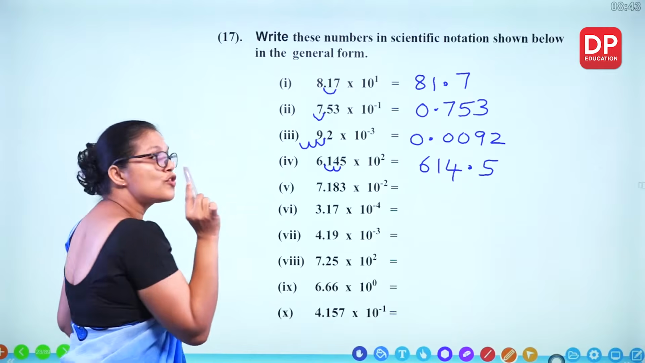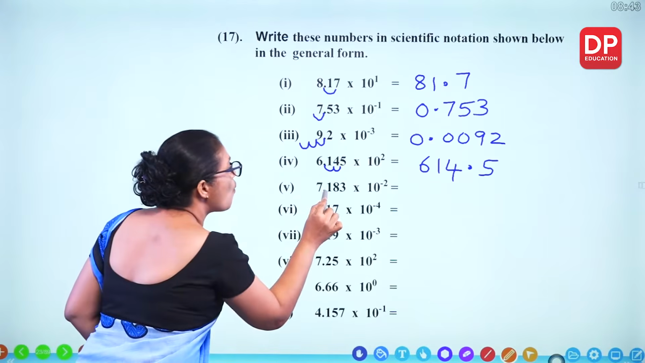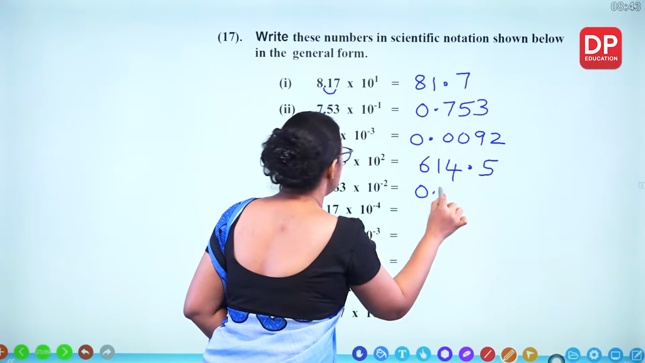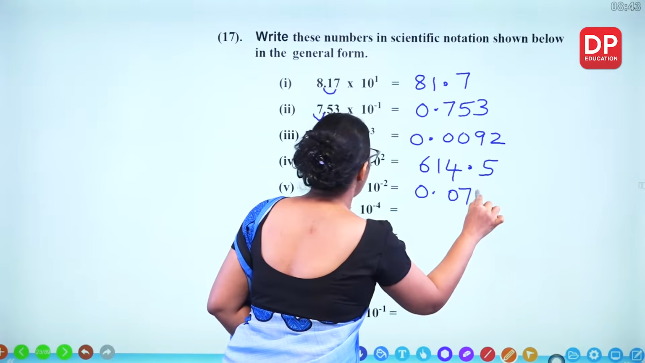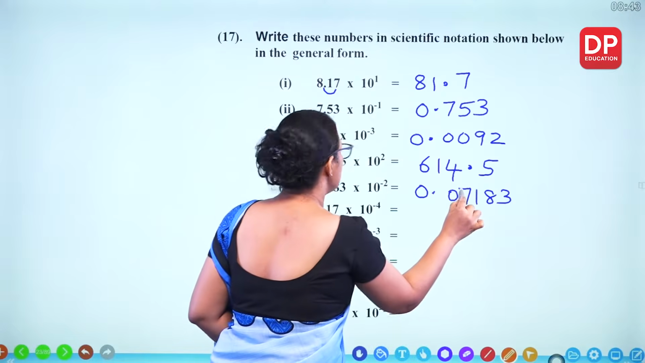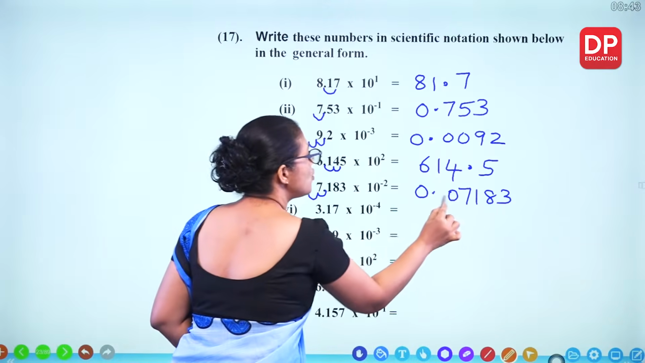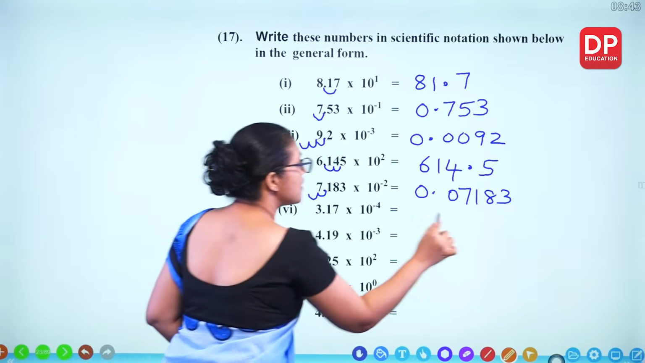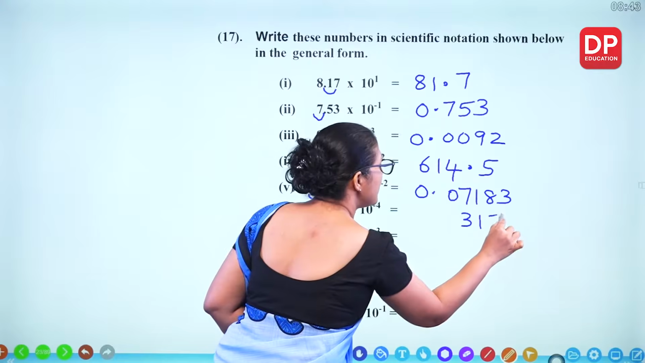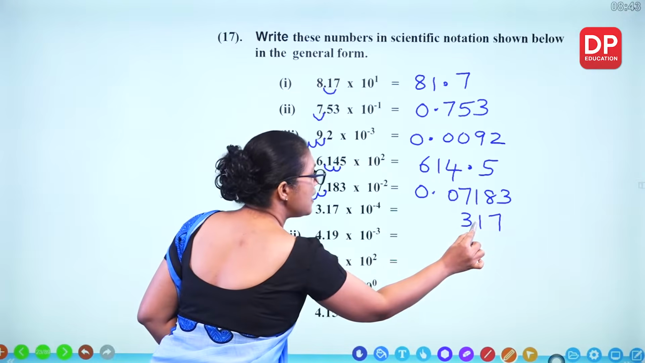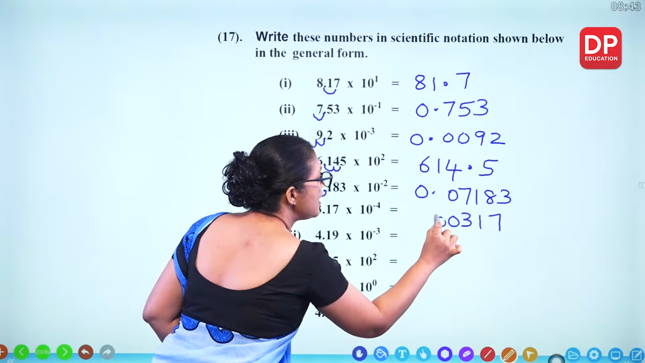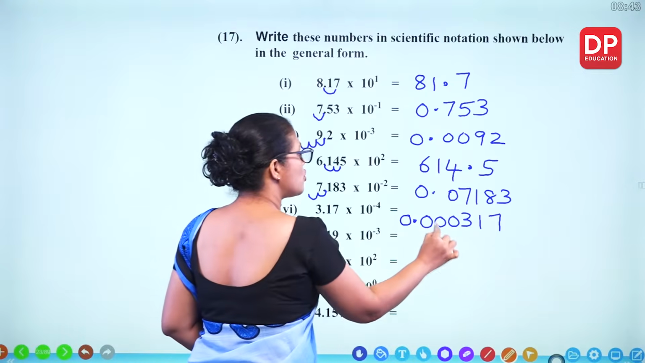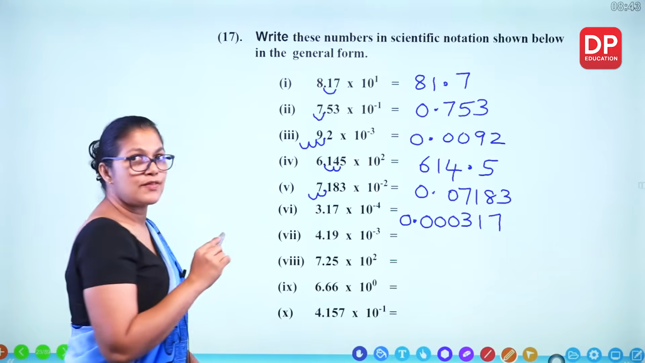This one 2 places to the left, 1, 2. So you write 0.07183. So here 2 places to the left. This one 4 places to the left. So you can write 317. From here 1, 2, 3, 4. So 4 places to the left. You get 3.17.